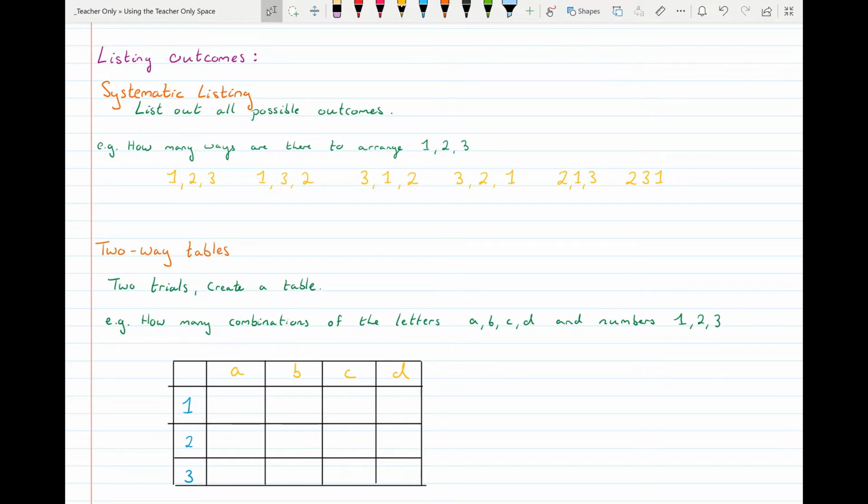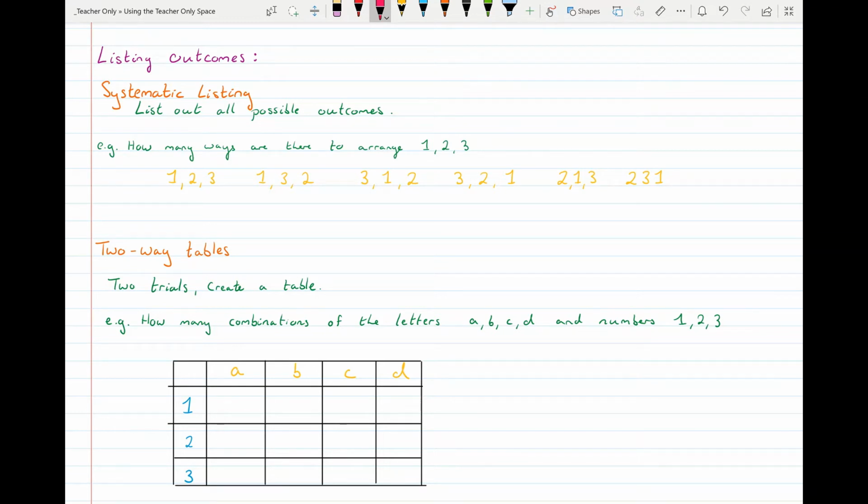So you list out all the possible outcomes. So here I have how many ways are there to arrange numbers 1, 2, and 3. Well, you have 1, 2, 3, 1, 3, 2, 3, 1, 2, 3, 2, 1, and so on. There's 6 of them altogether. And I had a system. The first one I started with the number 1, and then I arranged the second 2 numbers. Then I started with the number 3, and I arranged the second 2 numbers, and then I started with the number 2 and arranged the second 2 numbers. So I had a system that I followed so that I didn't miss any of them.